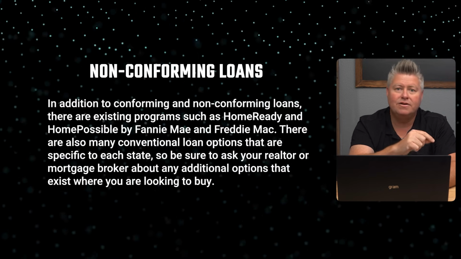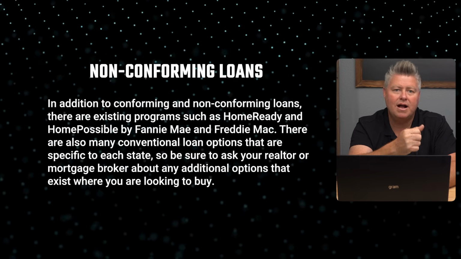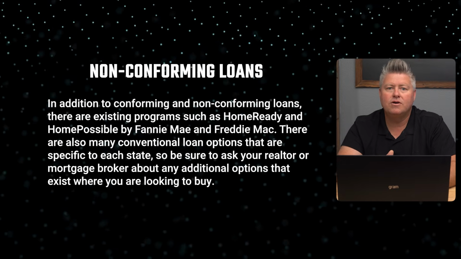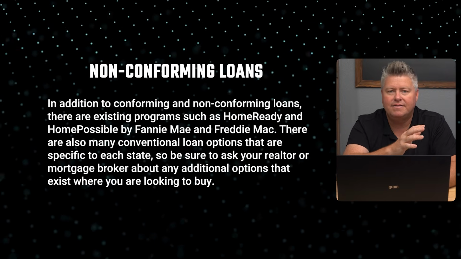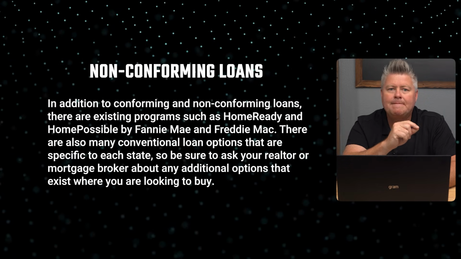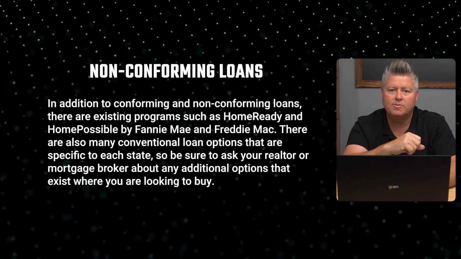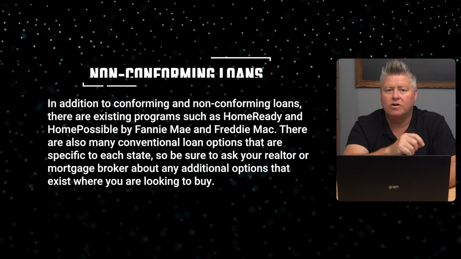In addition to conforming and non-conforming loans, there are existing programs such as Home Ready and Home Possible by Fannie Mae and Freddie Mac, and these are among the many different types of conventional loan options that are specific to each state. So you need to be sure to ask your realtor or your mortgage broker about any additional options that exist where you are looking to buy.